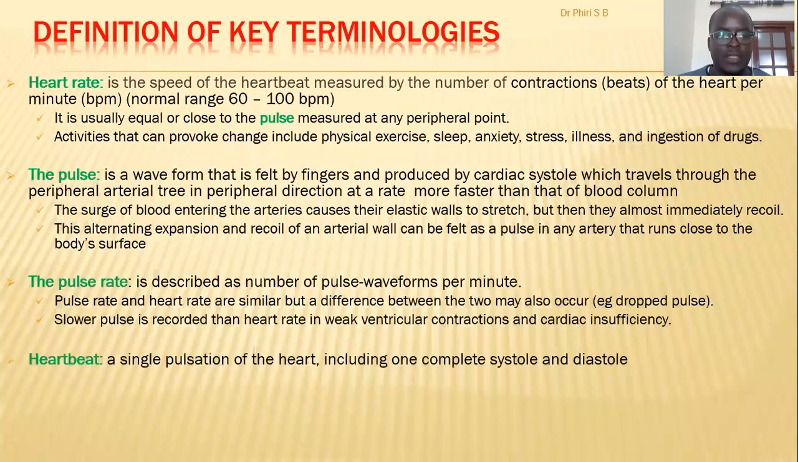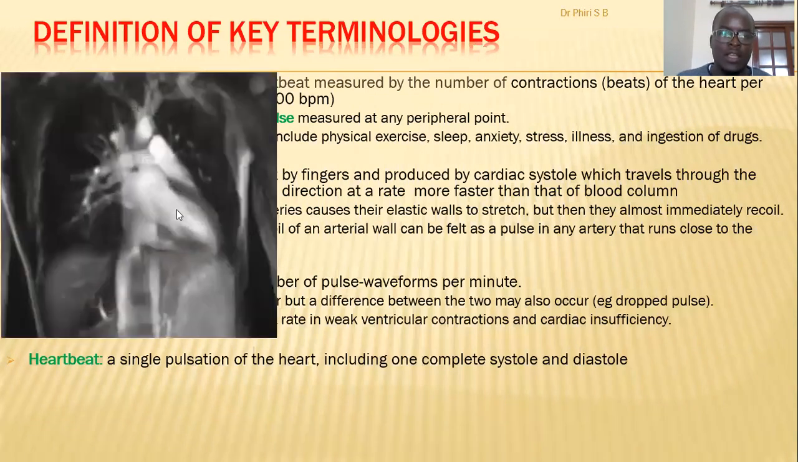So the heartbeat is just a single pulsation of the heart, including one complete systole and diastole. So one complete systole and diastole is referred to as a heartbeat. You're talking of a single contraction and a single relaxation of the myocardium. So contraction is called systole, relaxation is referred to as diastole. So in a complete cycle, you have a single contraction and a single relaxation of the myocardium.